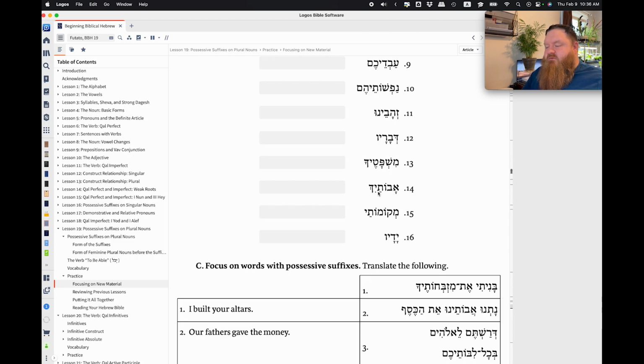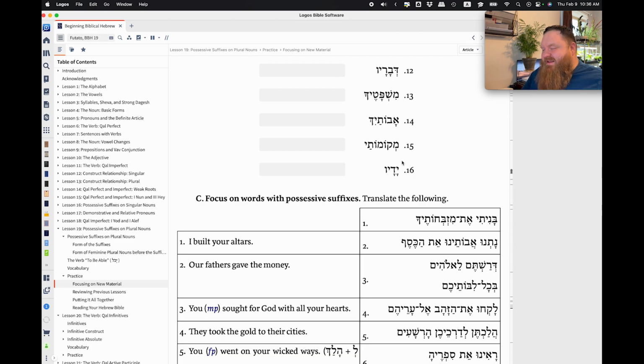Number 14, avotaich. Here we've got the kaf shava ending, which is 2 fs. And then we've got the yod in the suffix, so that tells us that avot, even though we can clearly see the ot ending here, avot is going to be plural fathers, so this would be you, feminine singular, your fathers. Now here it's probably ancestors, because, well, it's probably ancestors.